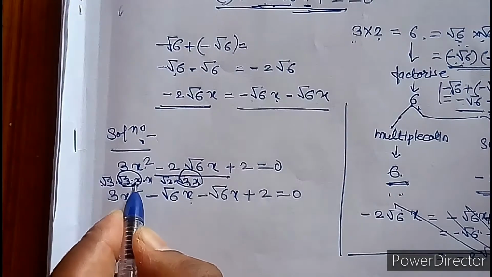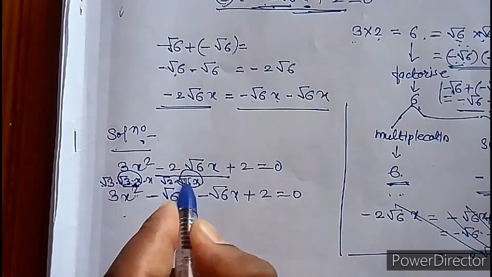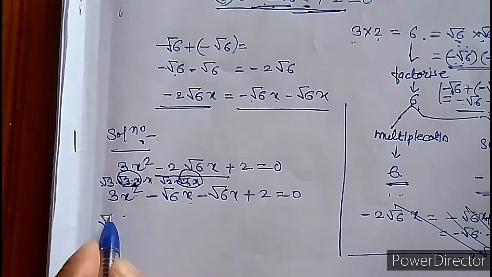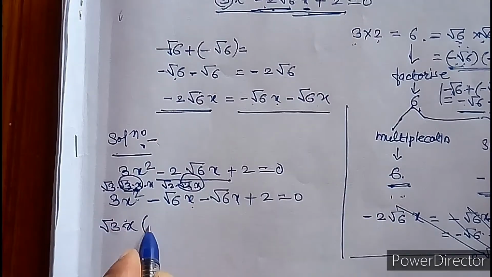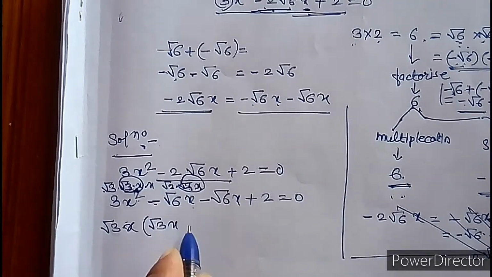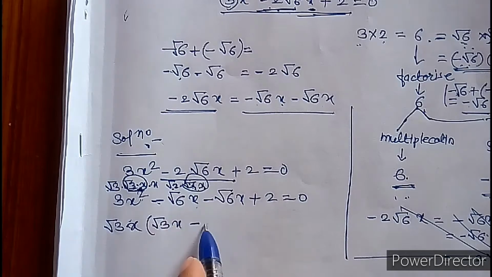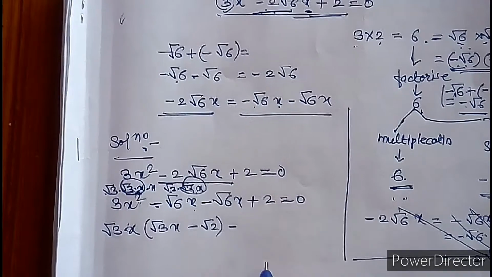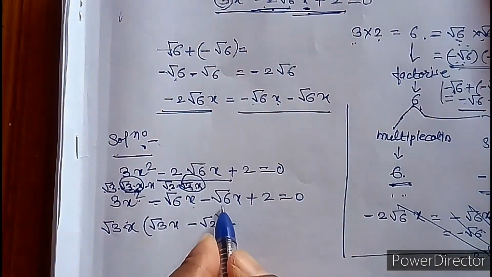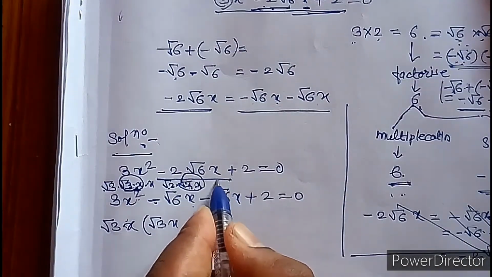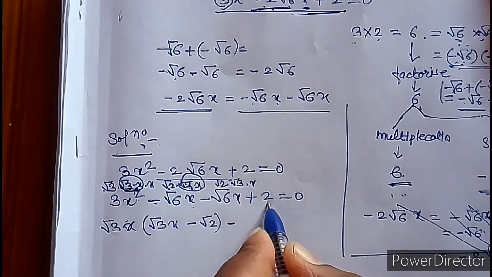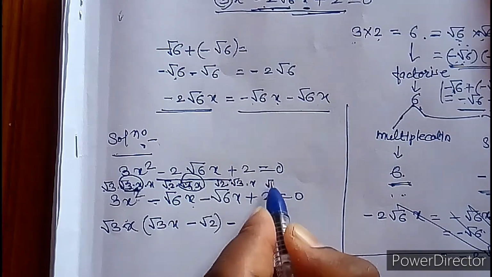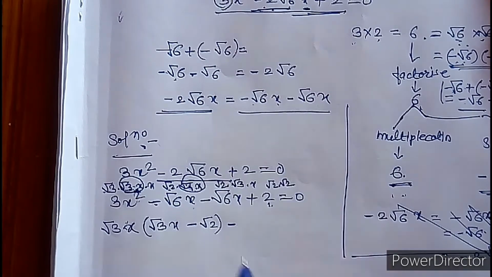If we take root 3 x common from both terms, here remains only root 3 x in the first term, minus root 2 remains in the second term, that is minus root 2. Now here minus the factors of root 6 x, that is root 2 into root 3 into x. The factors of 2 are root 2 into root 2, that is 2.